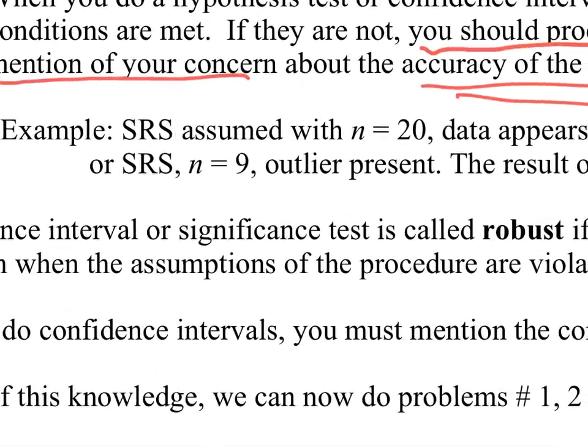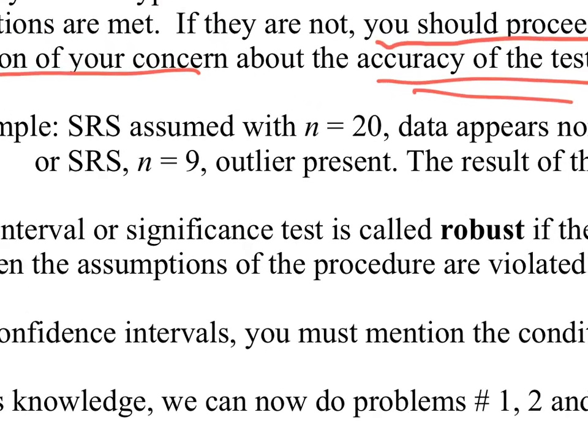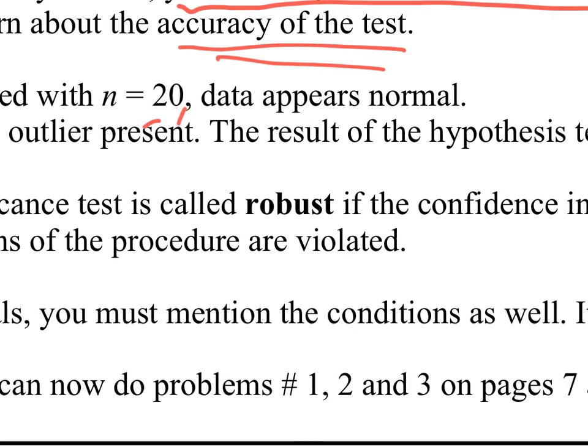So an example, if your SRS is assumed, so they didn't tell you, so you're assuming it, and your n is 20, 20 is bigger than 15, but it's not bigger than 30, the data appears normal.